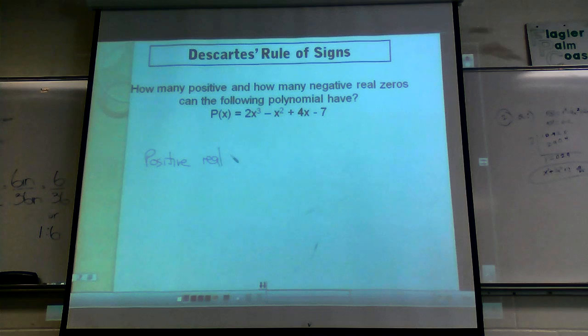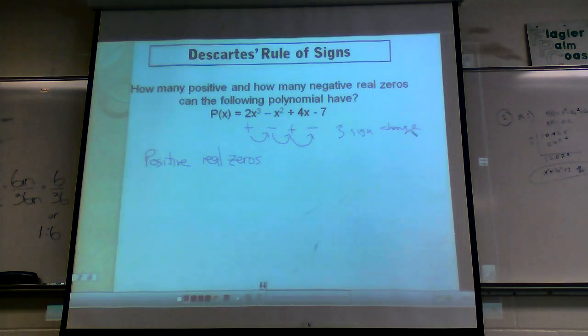Now for the positive real zeros, for the amount of them, I'm just going to look at the signs for the original. The first number here is a positive 2. The next one's a negative 1, then a positive 4, then a negative 7. So if I look at that, I've got one variation here, going from positive to negative. Another variation there, and I got one more. So in all, there's a total of 3 sign changes.